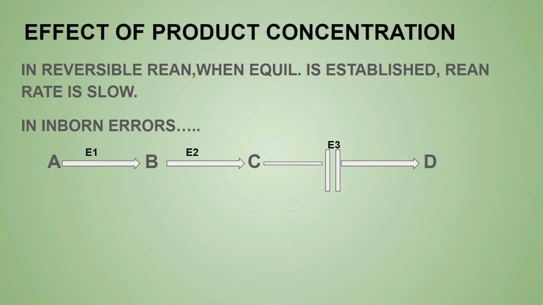So what happens in the inborn errors? As you can see, A is converted to B by enzyme E1, and B to C by enzyme E2. But what if enzyme E3 is not present or is inhibited? The C will continuously get deposited, and because of this, negative feedback will occur, and this will inhibit the E2 enzyme, which will further inhibit the formation of B, and this will inhibit E1, and so the whole reaction is stopped.